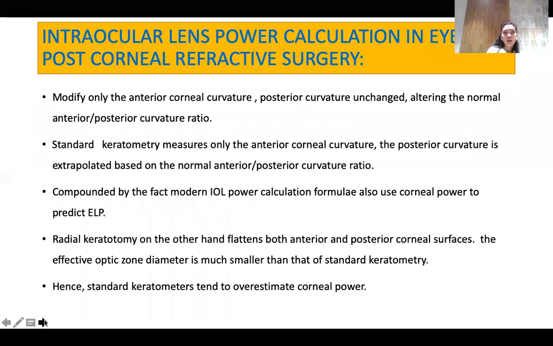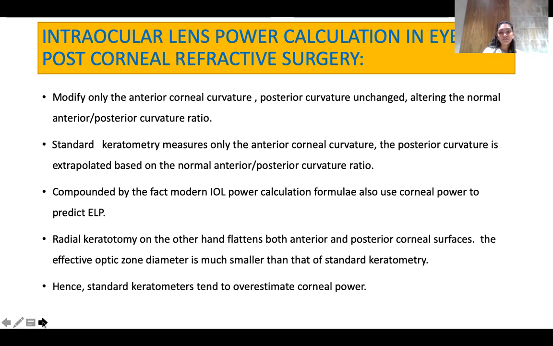Next slide, sir. So now coming to another challenging situation, that is calculation of IOL power in post-corneal refractive surgery patients. The issue that happens here is that refractive surgery modifies only the anterior corneal curvature. The posterior corneal curvature is left unchanged. So it alters the normal anterior posterior curvature ratio. Most standard keratometers are going to fail to give you an accurate measurement of the corneal power. And to add to that, all our newer IOL formulas take into consideration the keratometry to give you an effective lens position.